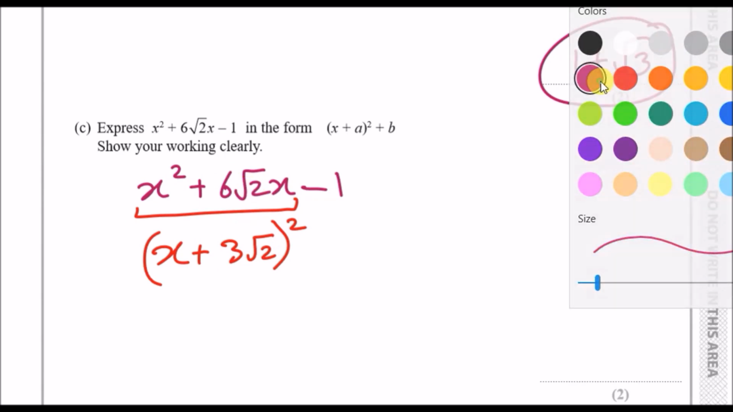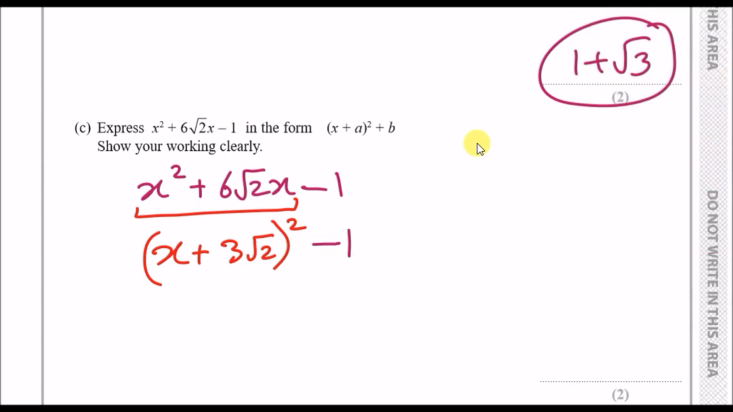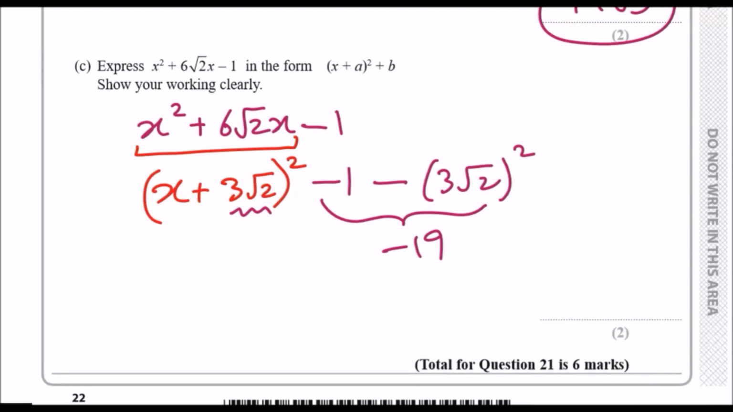Now, at this point, you're going to copy the rest. So copy the minus 1 and then subtract this lot squared. So it'll be 3 root 2 squared. And you're done. Now, all you want to do is literally put this all in the calculator, yeah? So put minus 1 minus 3 root 2 squared. I'm doing it at the same time, guys. And I got minus 19. And that's it. So the final answer is going to be x plus 3 root 2 all squared minus 19.